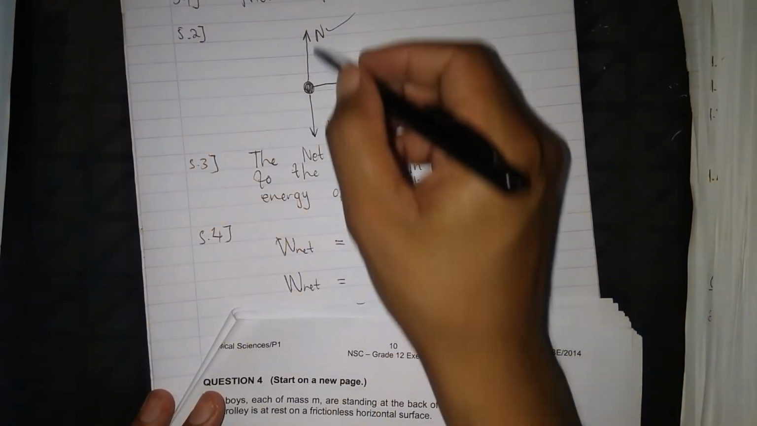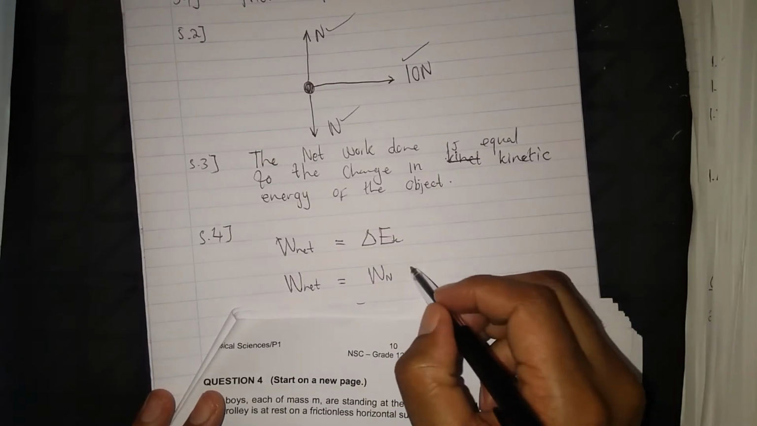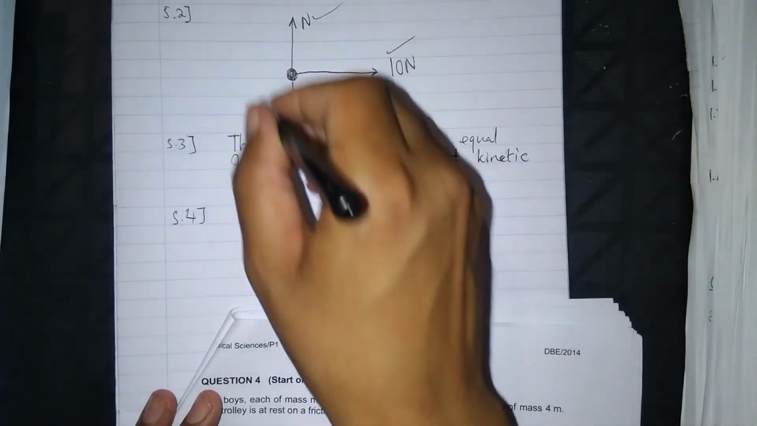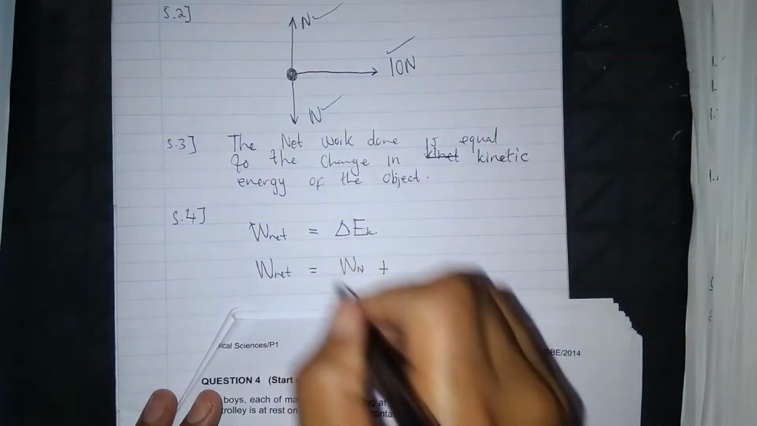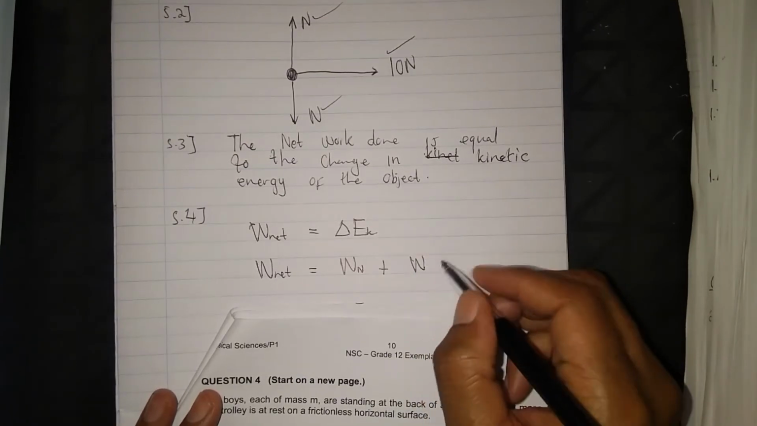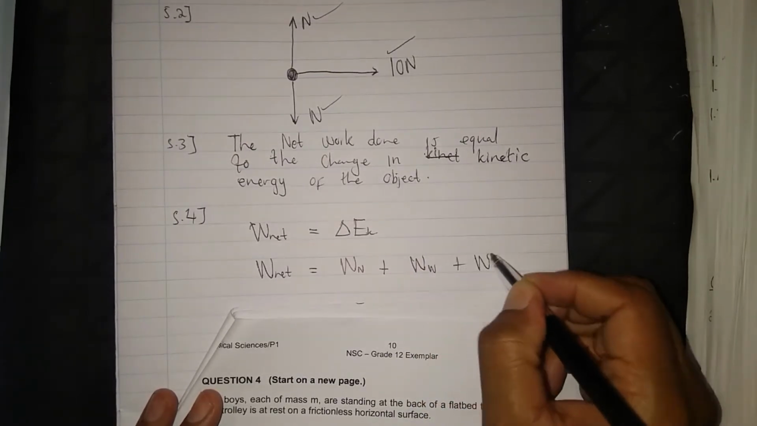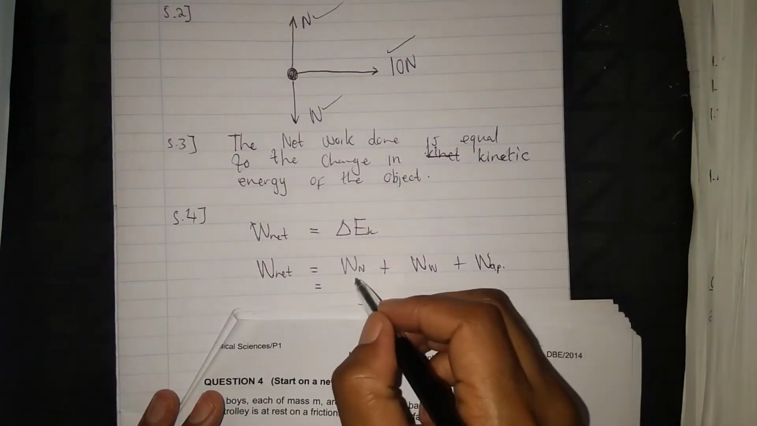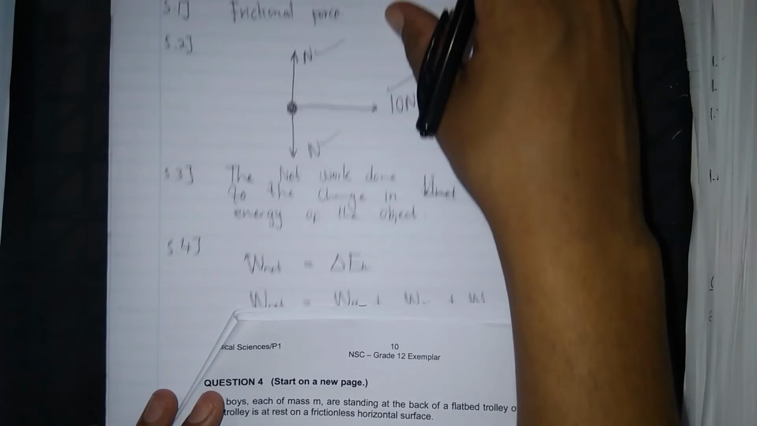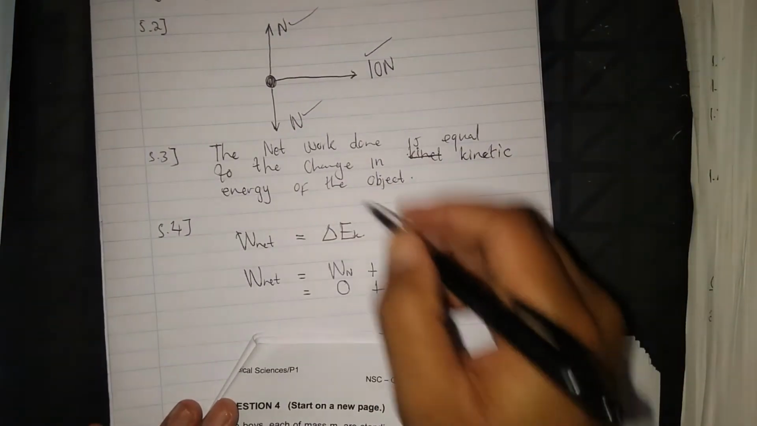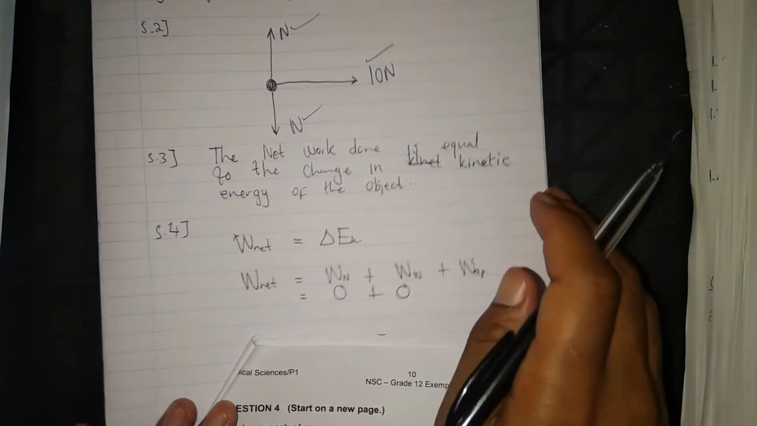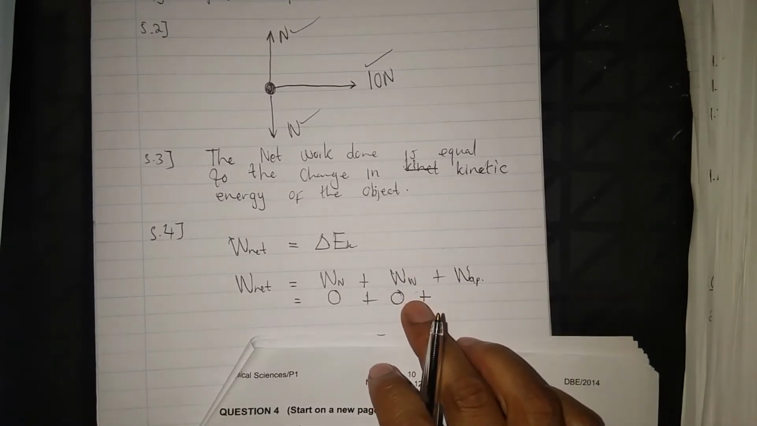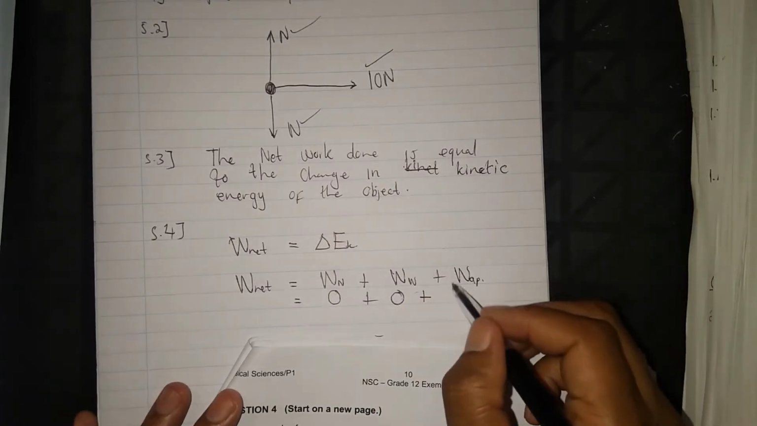The net work done must be the sum of all the work done by each of the forces in the system. So work done by weight, plus work done by the normal force, plus work done by the applied force. The normal force is zero, because a perpendicular force does zero work. The weight is also perpendicular to the direction of motion, so it does zero work.